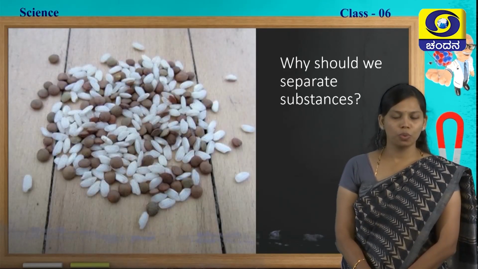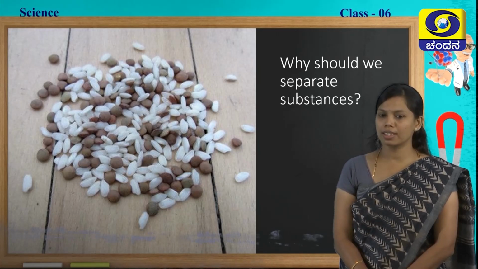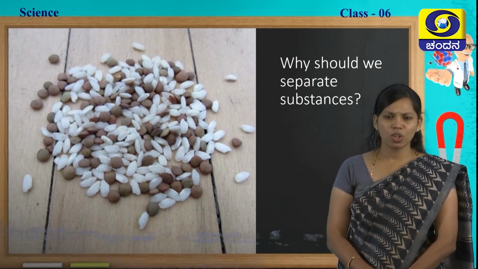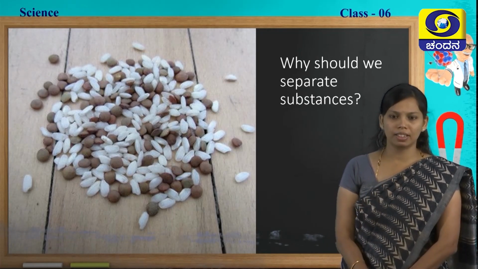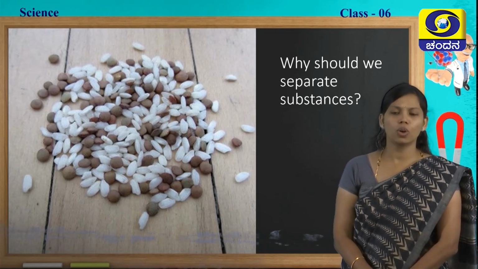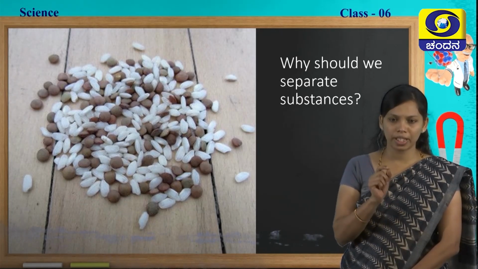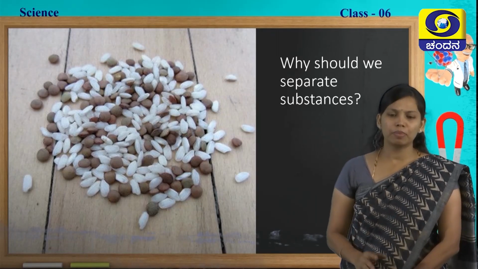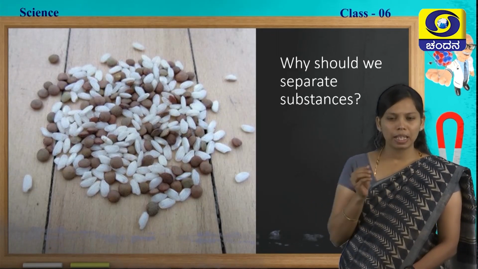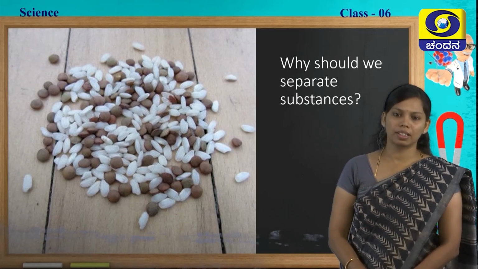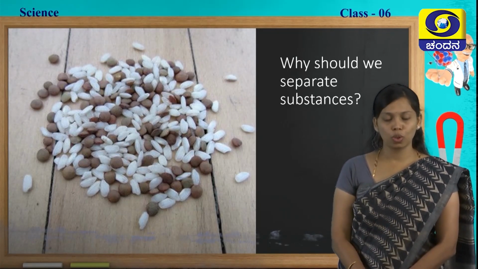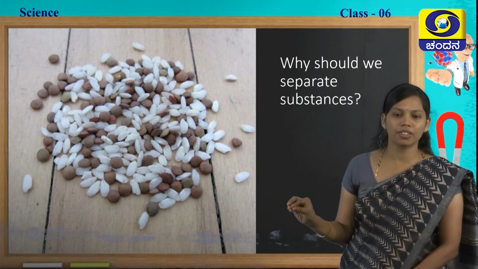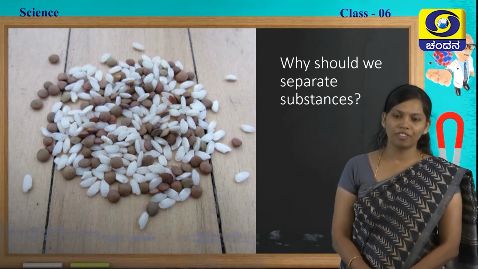Look at the picture now. What is that? It is a sample of rice. Look at that, it consists of some small pebbles. Before cooking the rice, what should we do? We have to separate the small pebbles from the rice. If we keep the rice for many days, sometimes we can see small worms in that. It may harm us. So before cooking the rice, we should separate all these impurities from the mixture.